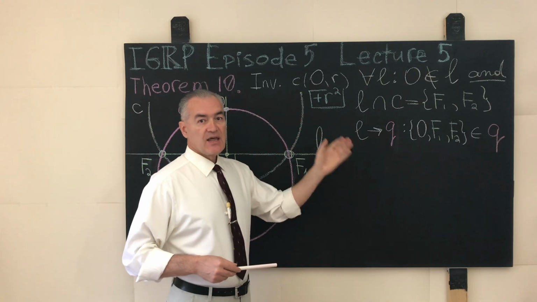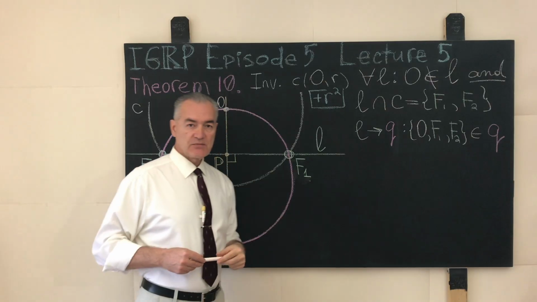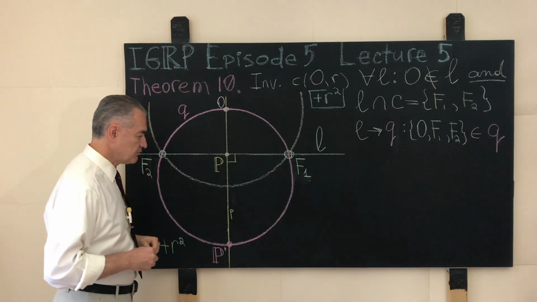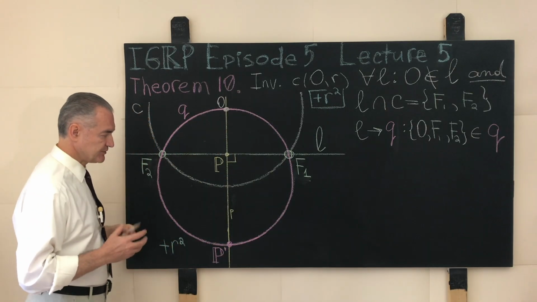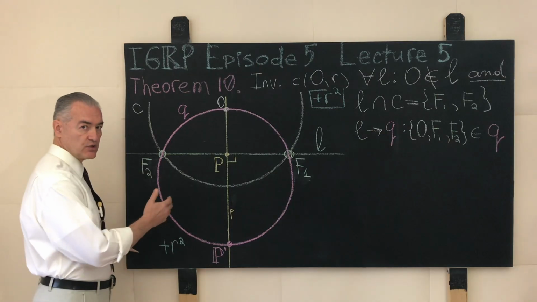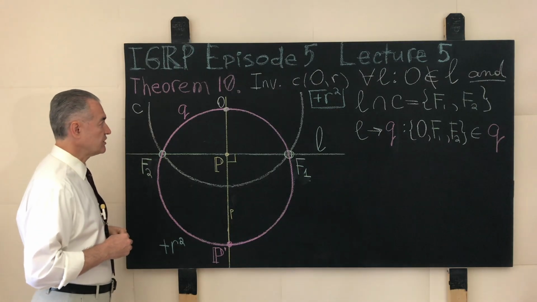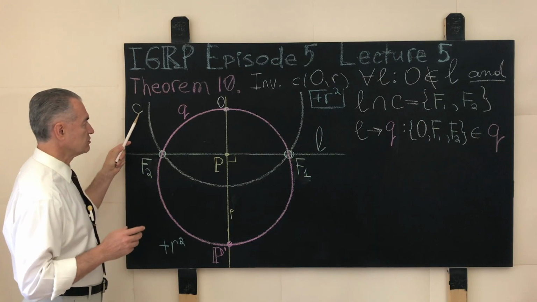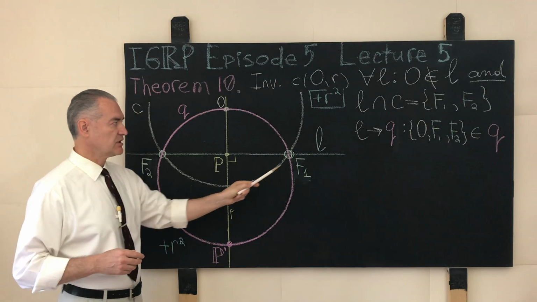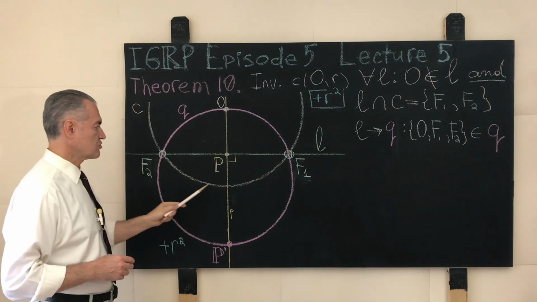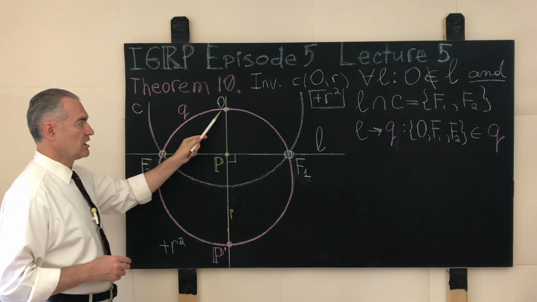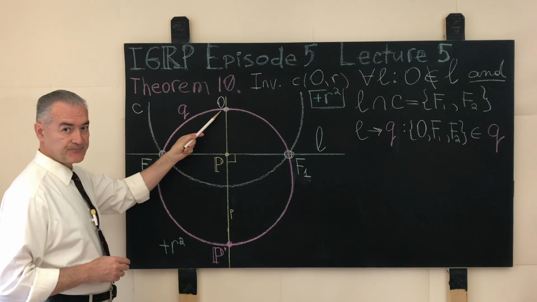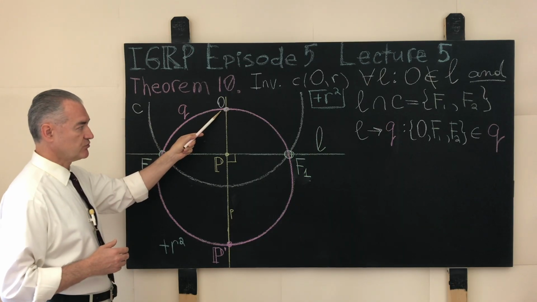F2. That is the statement of theorem number 10 in symbols, and pictorially the essence of this theorem is shown on the left side of your screen here. The circle of inversion C is shown partially in white. We do not really need the entire circle. It's shown in white over here. The point O is the center of that circle and is the center of inversion.